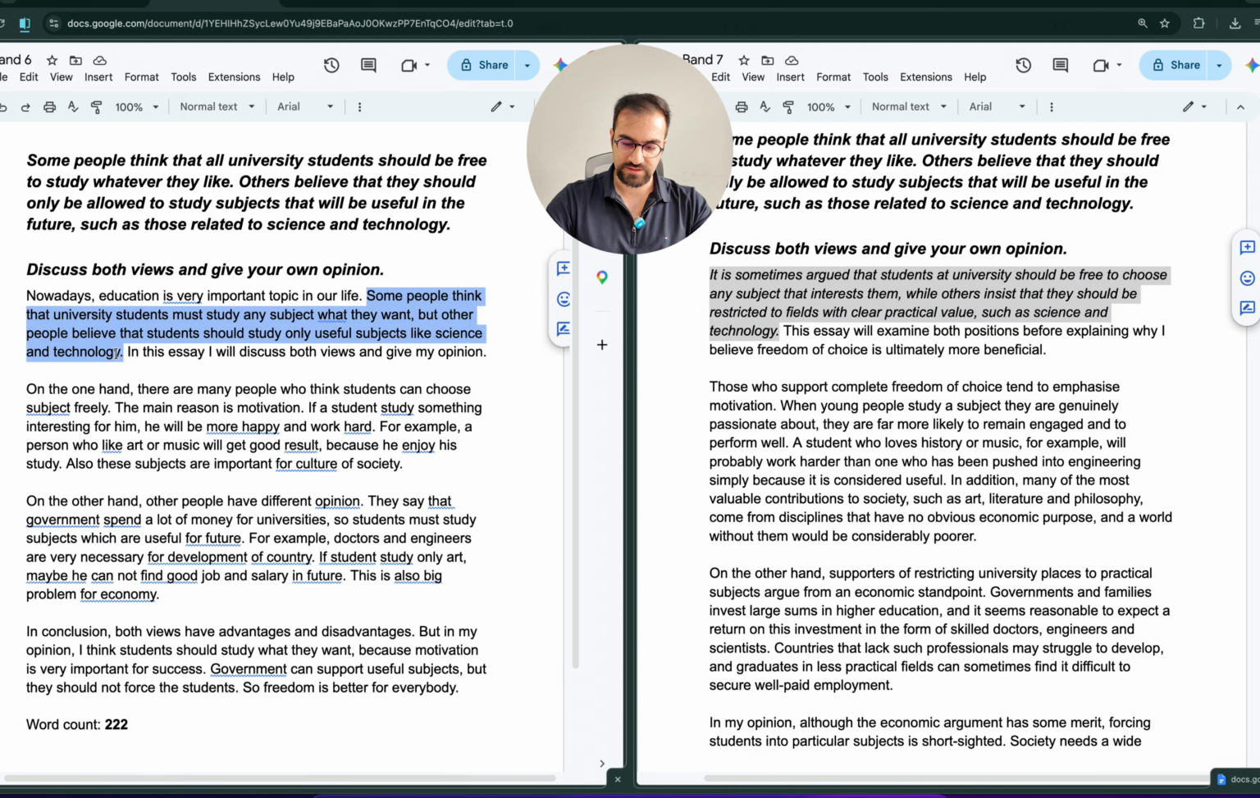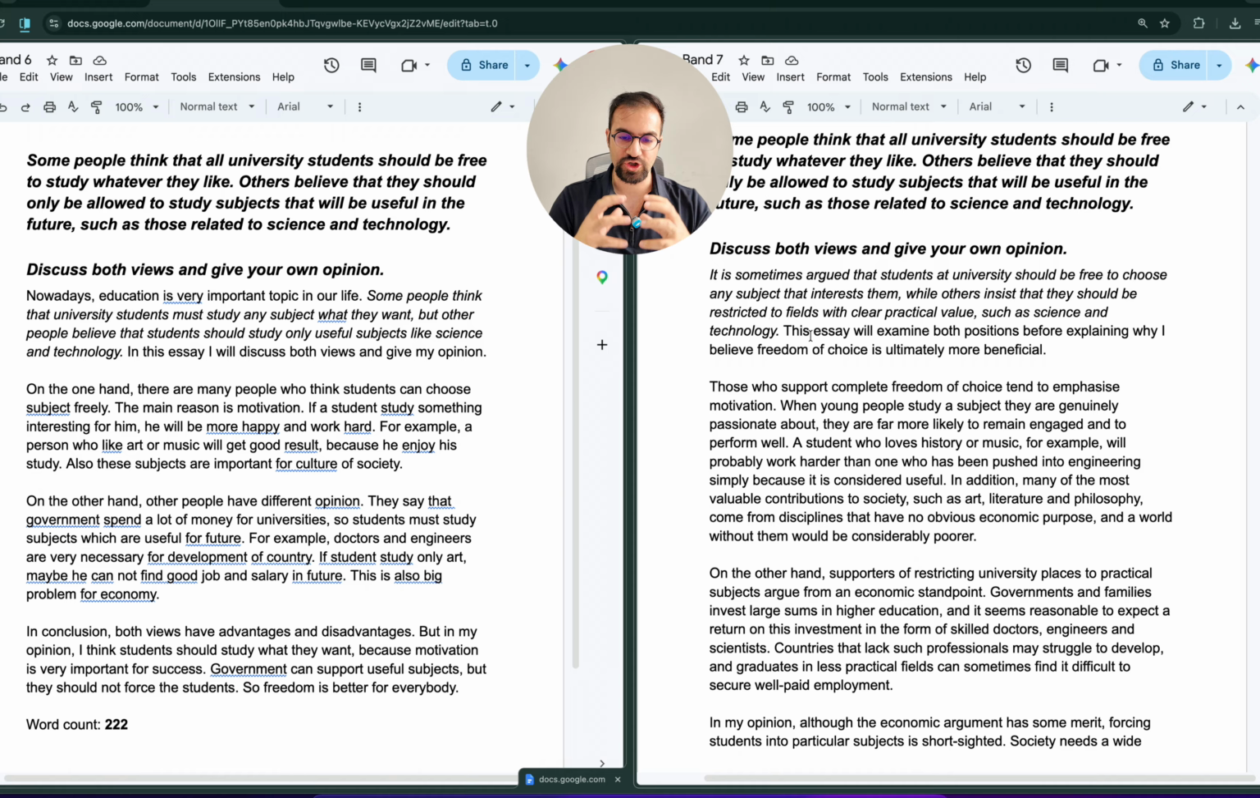So I would suggest you to pause the video right now, read these two introductory parts, and see the difference for yourself. So if you are someone who writes similar to what we have on the left, you definitely need to pause the video and read what we have on the right, because the Band 7 introduction actually gives great introductory sentence using a complex sentence structure. Especially this while is amazing.